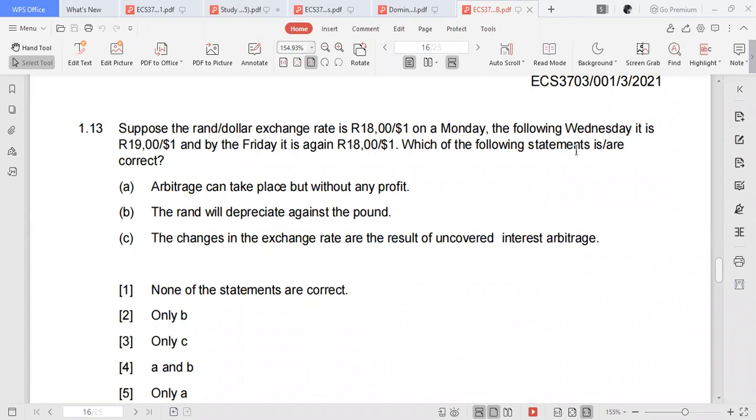Which of the following statements is or are correct? Option A, arbitrage can take place without any profit. Option B, the rand will depreciate against the pound. Option C, the changes in the exchange rate are the result of uncovered interest arbitrage. This one is a very simple question.